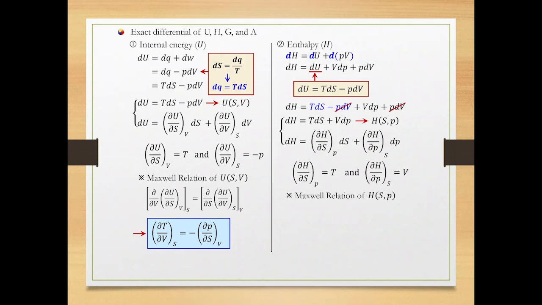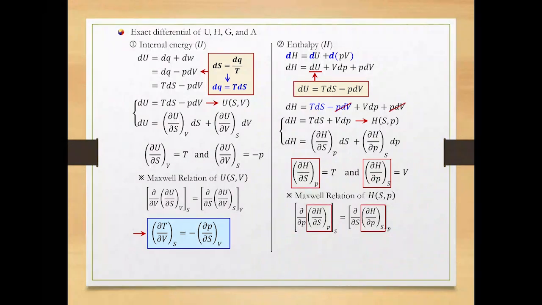Check the total differential of enthalpy above. Take note that enthalpy is a function of two independent variables, entropy and pressure. Now, you will be able to write the Maxwell relation of enthalpy H. Pause the video and write it down. It should be like this. As you can easily notice, the derivative of H with respect to S is equal to T, and the derivative of H with respect to P is equal to V.